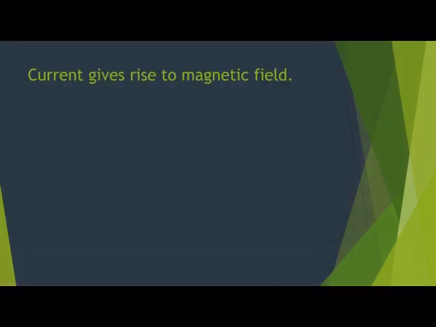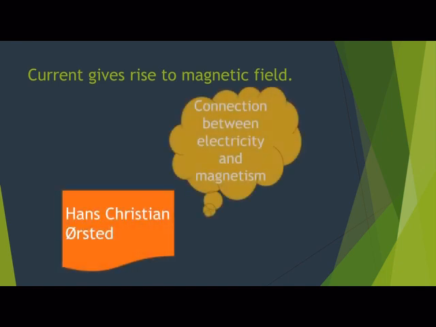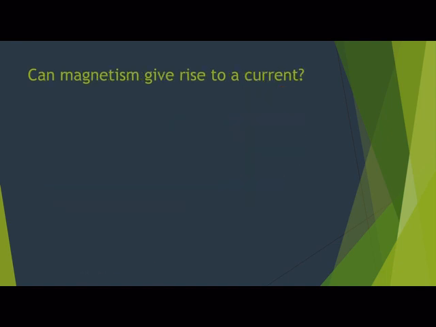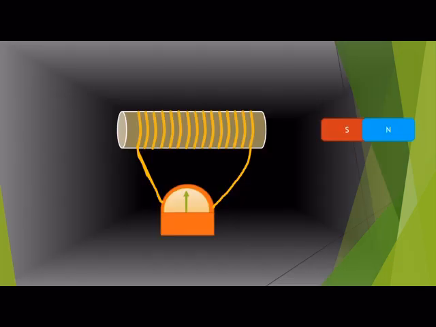Current gives rise to a magnetic field. But is the opposite possible? Can a magnetic field give rise to a current? This was a thought which Michael Faraday had when he performed this experiment.